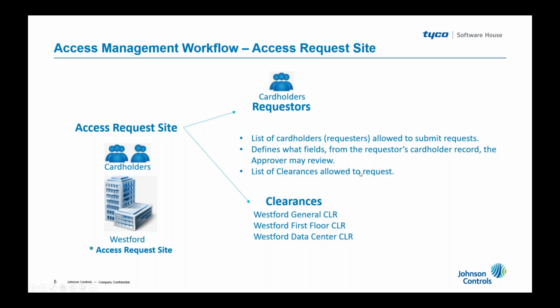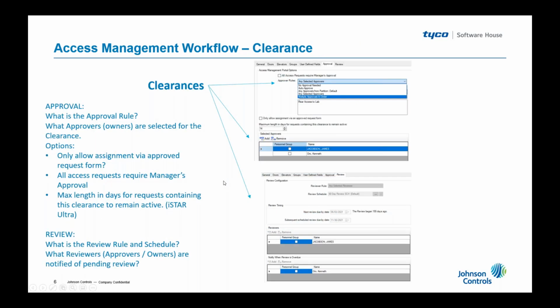And then the list of clearances they're allowed to request. So that's how we tie the requesters and the clearances. We refer to that as a request site. Now the clearances also add a couple of new features. One of them is an approval tab, and the other is a review tab.